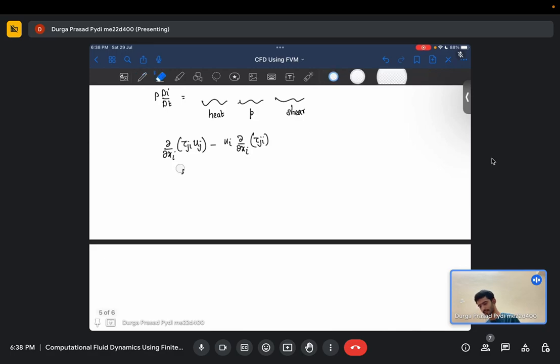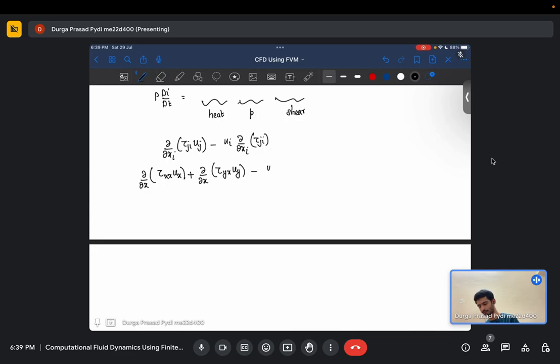Maybe I'll just try deriving only for the 2D case. You can later expand for a 3D case. So for a 2D case, you have this expression comes down to del x. So you can have tau xx, you can also have tau yy.